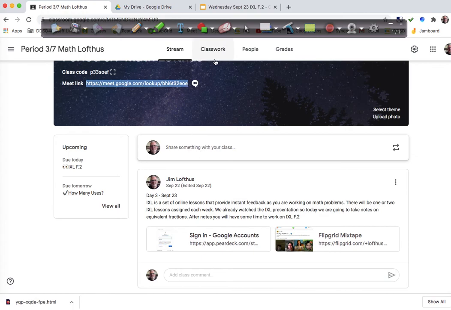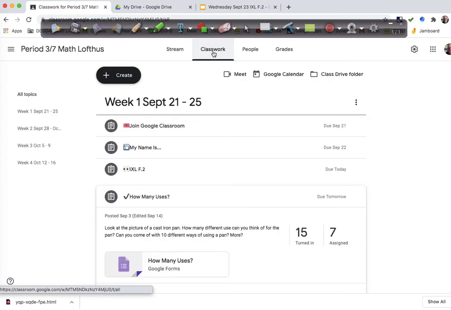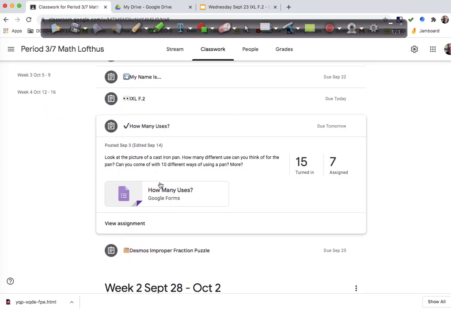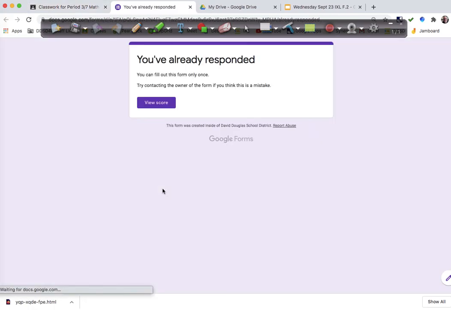And then finally, getting ready for tomorrow, we went to classwork and went to how many uses. And just a quick review, you've got points for joining our classroom. We've done our Flipgrid, My Name Is. We worked on IXL F2. These are all assignments that are going to show up in Student View. And then we did how many uses. And if you click right here, if you've already done this assignment, you're going to get this message right here. It's going to say you've already responded.